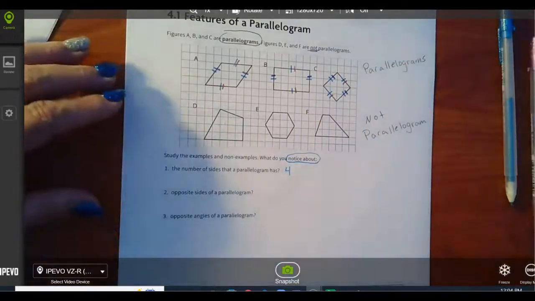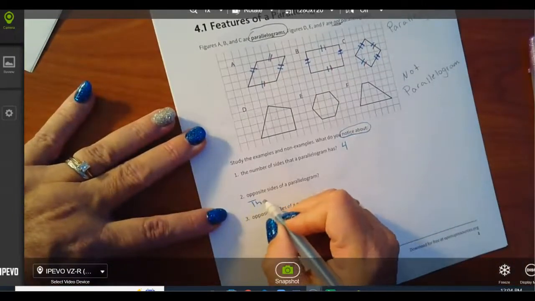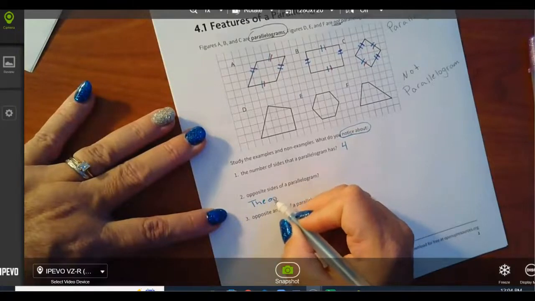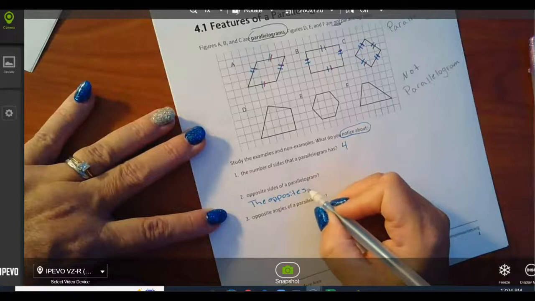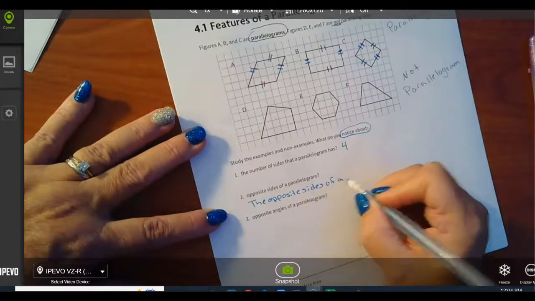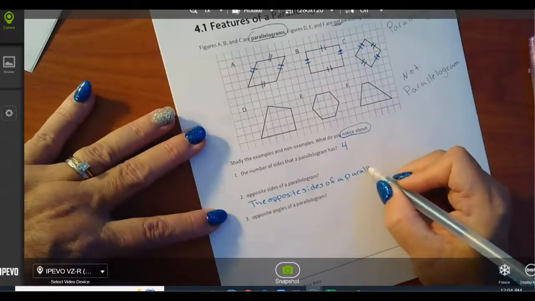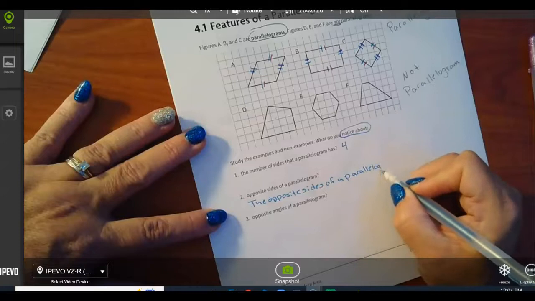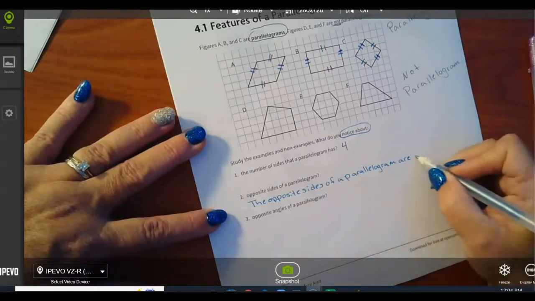Hopefully, what you noticed about them was that the opposite sides of a parallelogram are parallel.